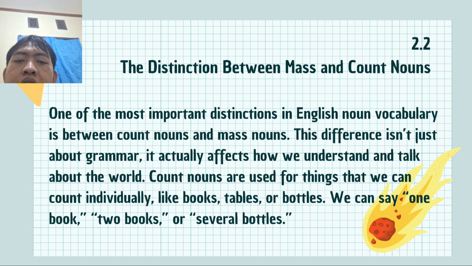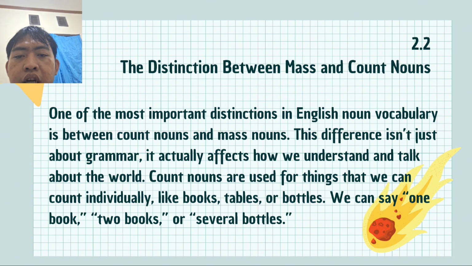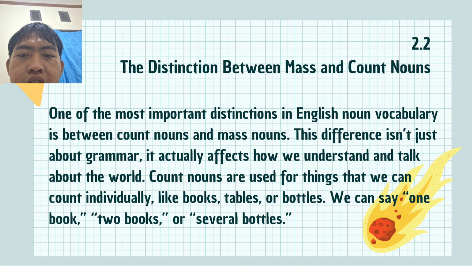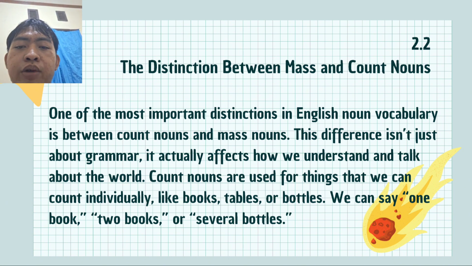Mass nouns, on the other hand, are things we don't usually count one by one. These include milk, rice, music, or happiness. We don't say two milks or three musics unless we are talking about types or tapes. Instead, we say things like some water, a bit of sugar, or a lot of sand. These nouns don't normally have plural forms, and we use words like much and little instead of many and few.